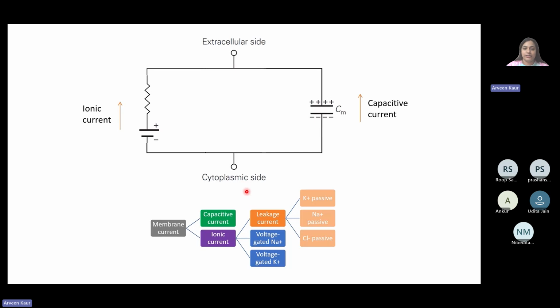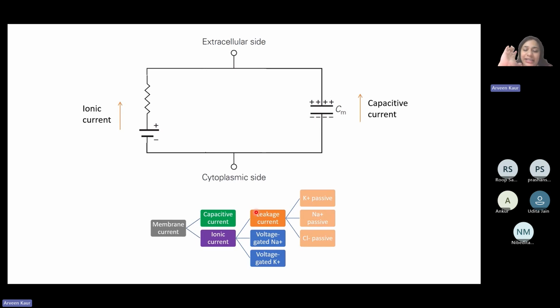So what happens is there again in the capacitive current, the voltage is being built across the capacitor, right? But in ionic current, there are different subcategories and that can be looked at, right? So there are voltage gated sodium channels, voltage gated potassium channels, and there are also leakage currents, which means that these are not gated channels.